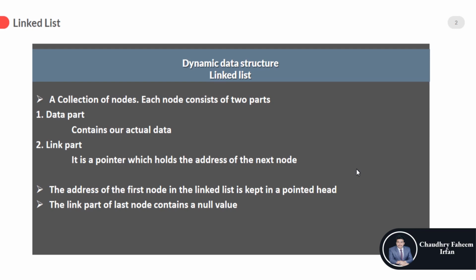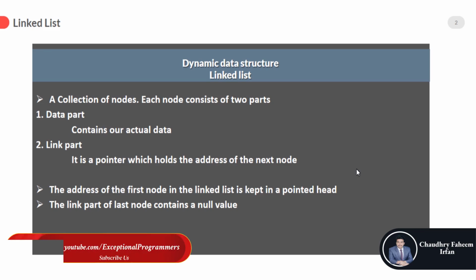Part number one is the data part, which contains our actual data or information, and the second part is the link part. It is a pointer which holds the address of the next node. Pointer is a variable. The address of the first node in the linked list is kept in a pointer head. The link part of the last node contains a null value.